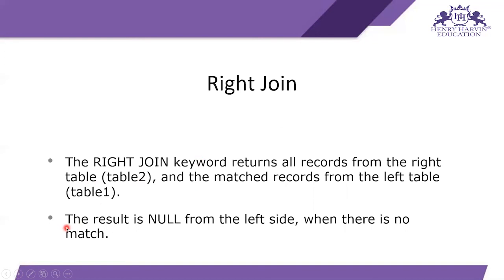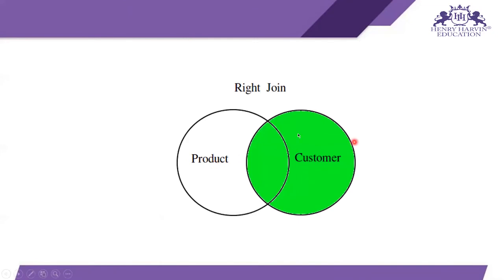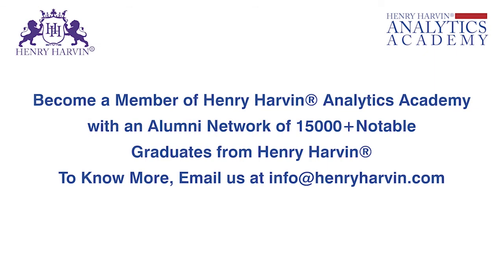Thereby you can say that the result is null from the left side when there is no match, as we saw in left join, when there is no value matched on the right side, then it shows the null value. Here the diagram shows that first of all it takes the right data set totally, which is the customer data set, and then it takes the intersection of those two data sets, and combining these two, you get your right join. So that's all about the right join.